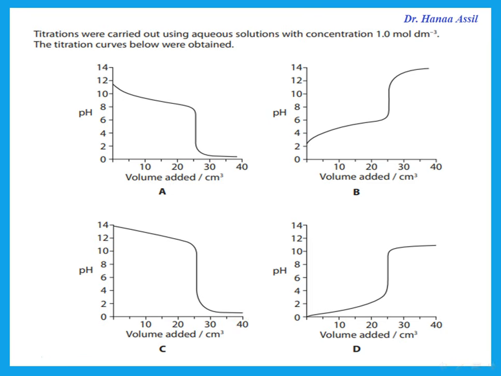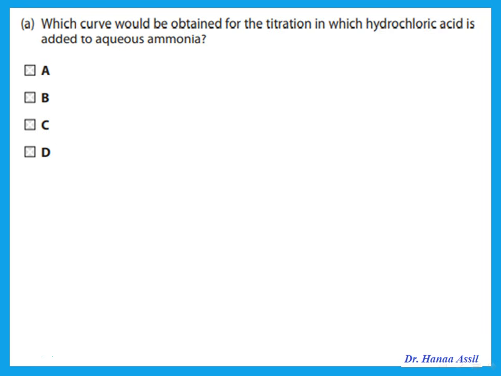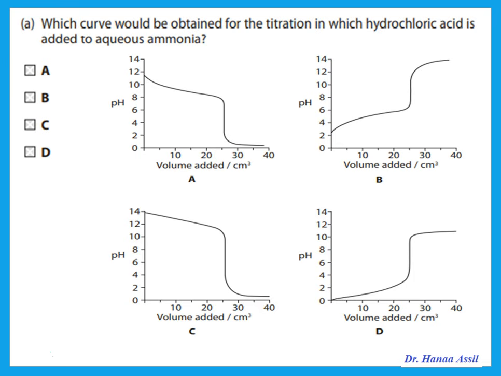This question says titrations were carried out using aqueous solutions with concentration 1 mole per decimeter cubed, and he has these titration curves, and he's asking which curve would be obtained for titration in which hydrochloric acid is added to aqueous ammonia. Well, let's take a look. These are our choices.